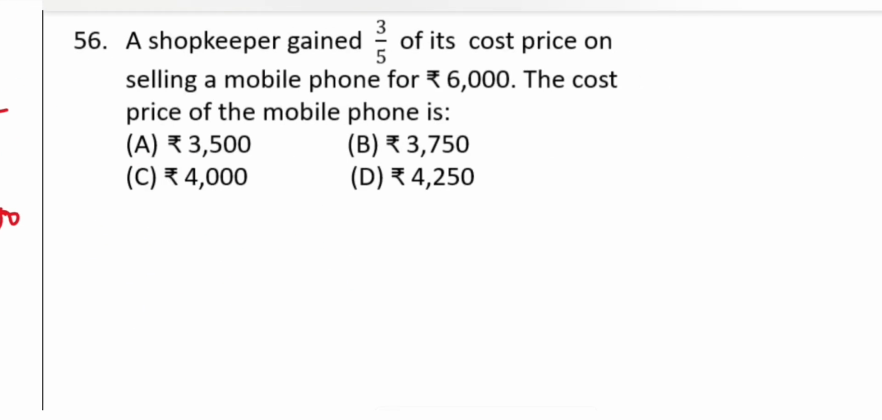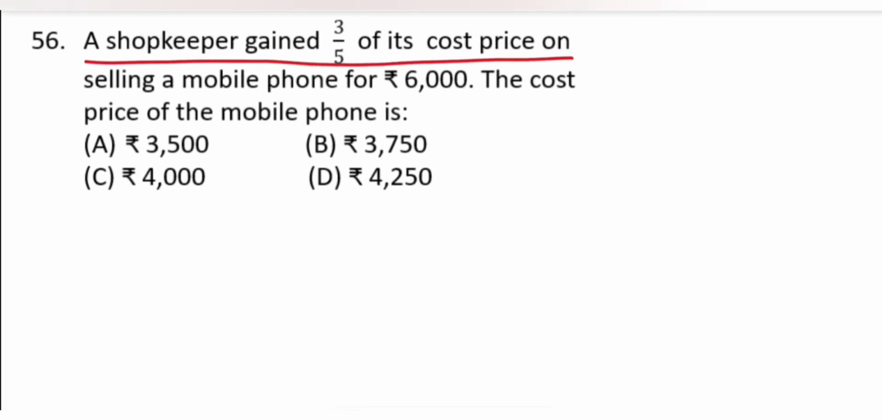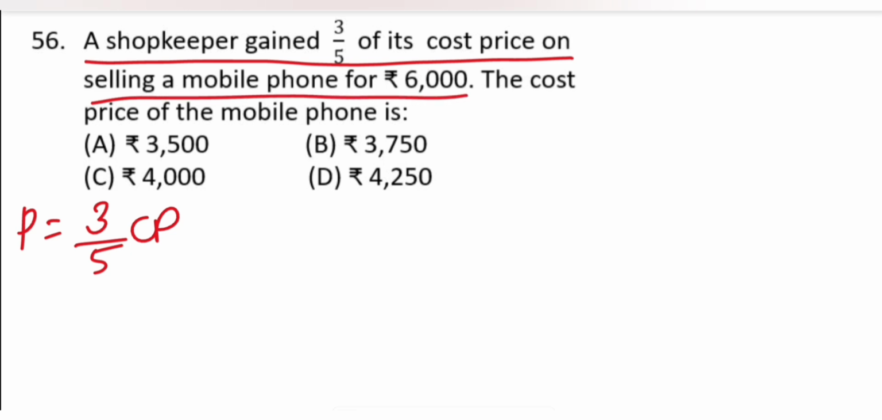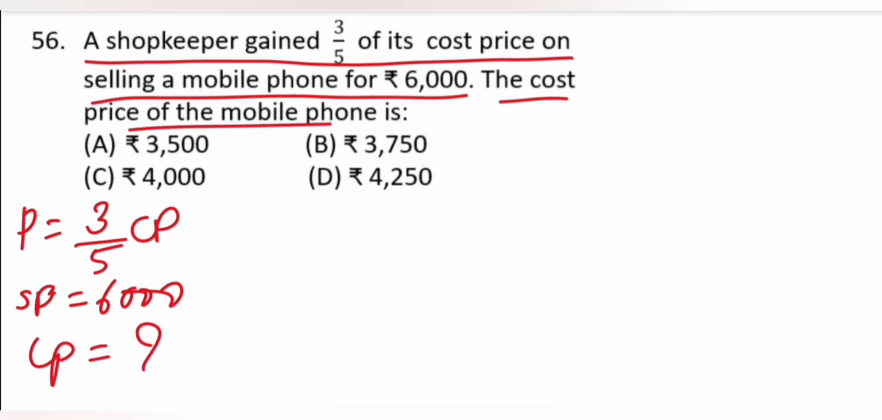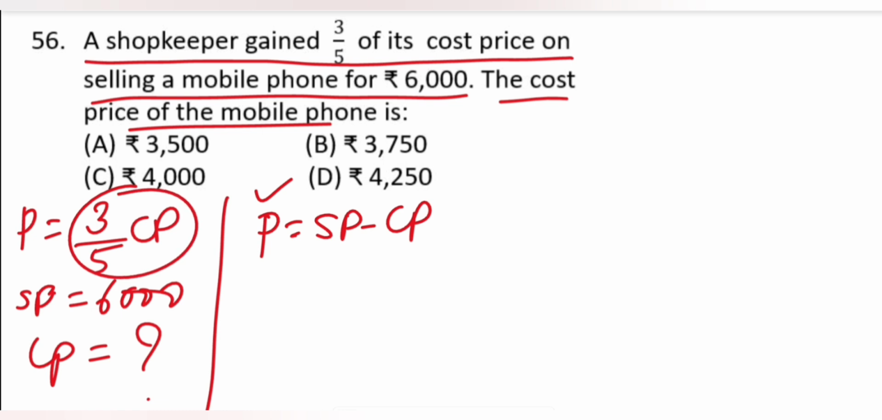So let us move to the next. Here in this question, shopkeeper gained 3/5 of its cost price. So profit is equal to 3/5 of cost price, 3 by 5 into CP. Okay, selling a mobile phone for 6,000. So sell price is given as 6,000 rupees. So the question is, what will be the cost price of the mobile? So you know the formula, profit is equal to sell price minus cost price. Okay, let us substitute profit value 3 by 5 into CP.